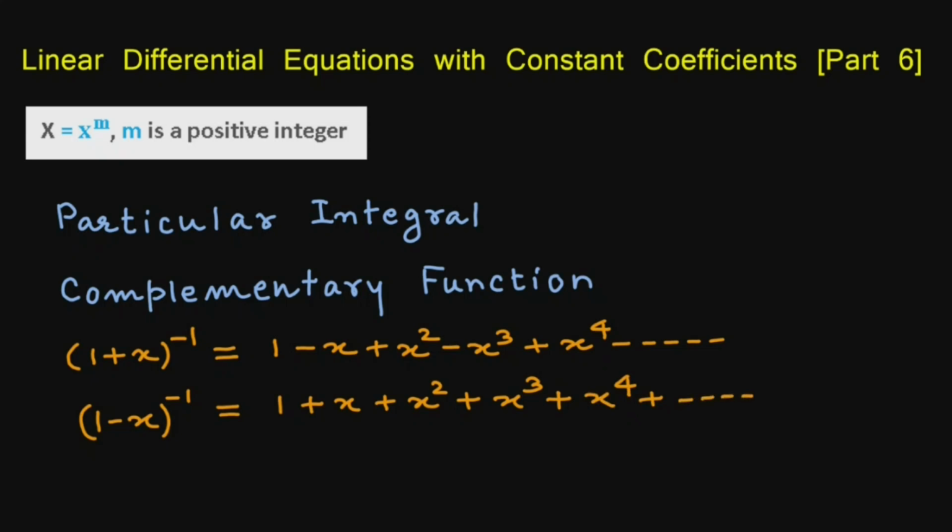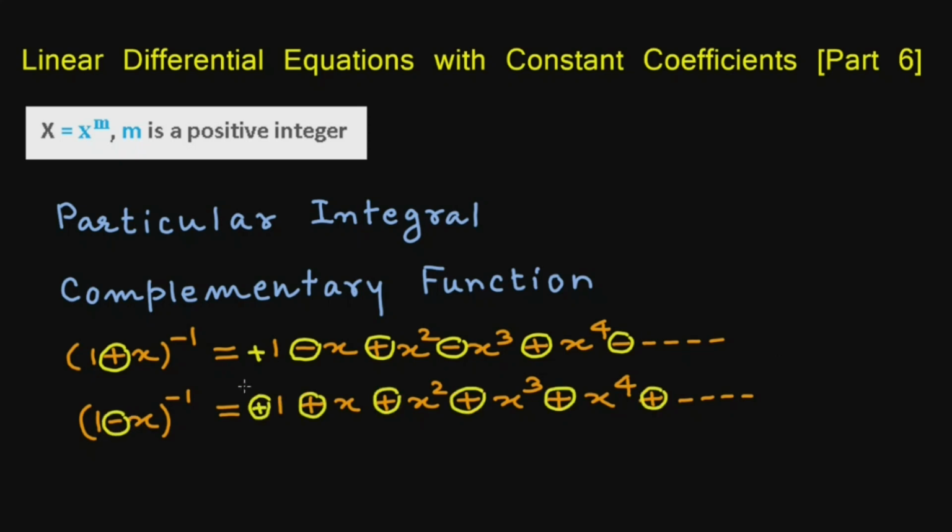In order to remember these expansions, let us note that whenever there is a plus sign between 1 and x, the signs of the terms alternately change from plus, minus, plus, minus, plus, minus, etc. And when there is a minus sign between 1 and x, all terms are positive, and the terms in the expansion are same: 1, x, x square, x cube, x raised to 4, etc.